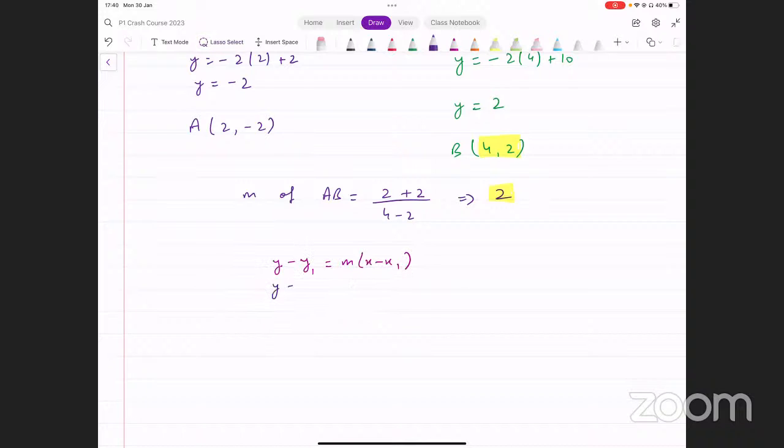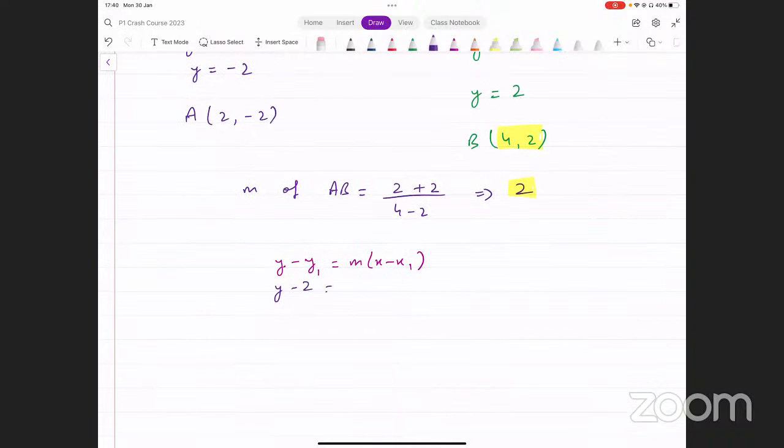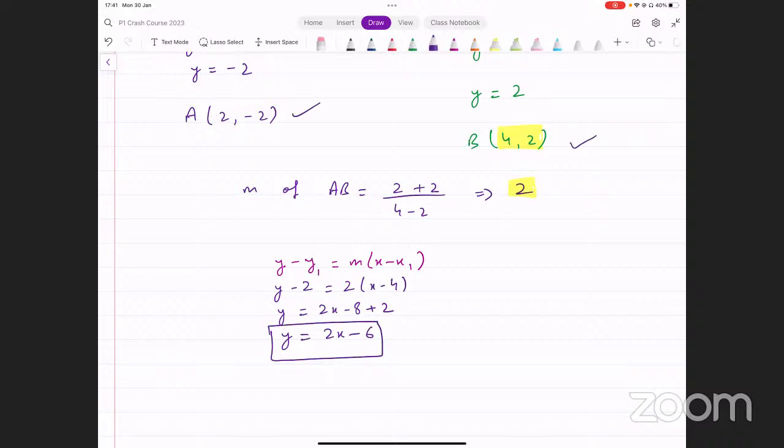And that gives you y minus 2 equals, so 2 is coming from here. This is y2, this is y1, and this is x1. All right, for this formula, I'm just inputting values. y minus 2 equals 2 into x minus 4. And now we just simplify this. This gives us 2x minus 8 plus 2, and y equals 2x minus 6. This is the equation of AB that we were looking for.